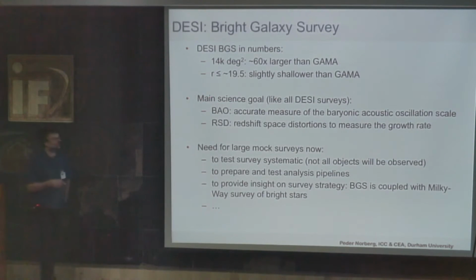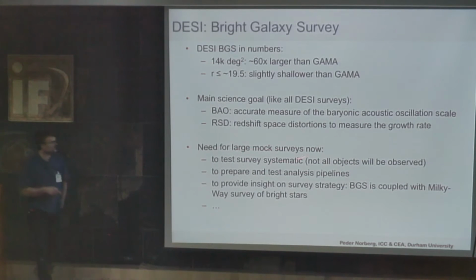The main science goal, like all the DESI surveys, is BAO, accurate measurement of the baryon acoustic oscillation scale, and RSD, redshift space distortions, to measure growth rates. But basically, both of these main science goals require you to have large volumes to work with. So the other things I talked about yesterday, with the type of galaxy formation model and simulation used there, are not adequate for these type of science goals. They're great, those 50 megaparsec boxes, for doing galaxy formation, but not for BAO and RSD measurements in that sense. They are limited in that.